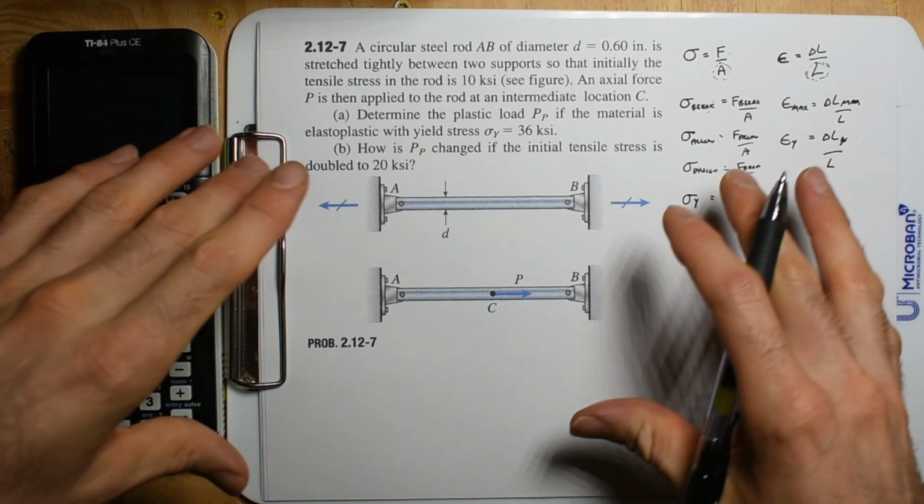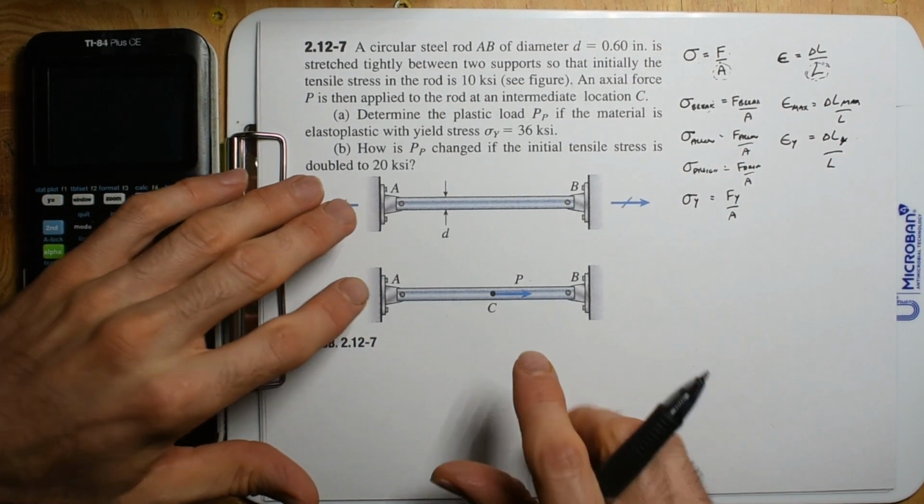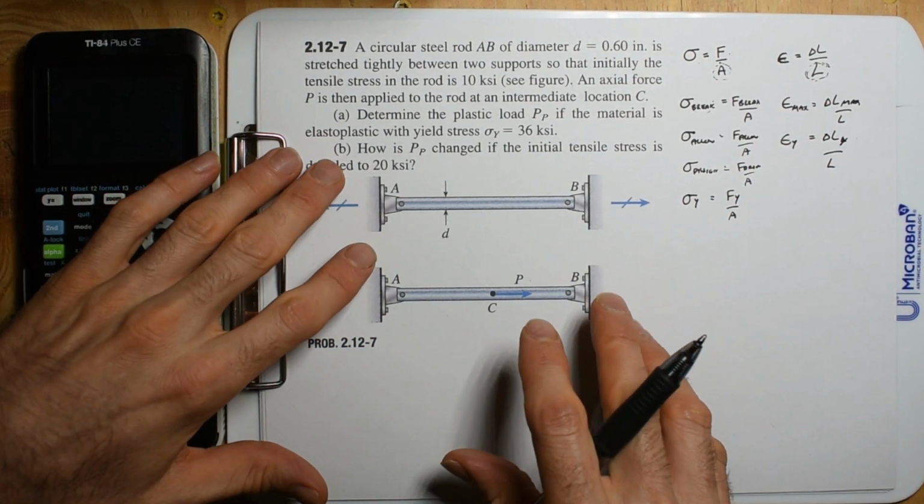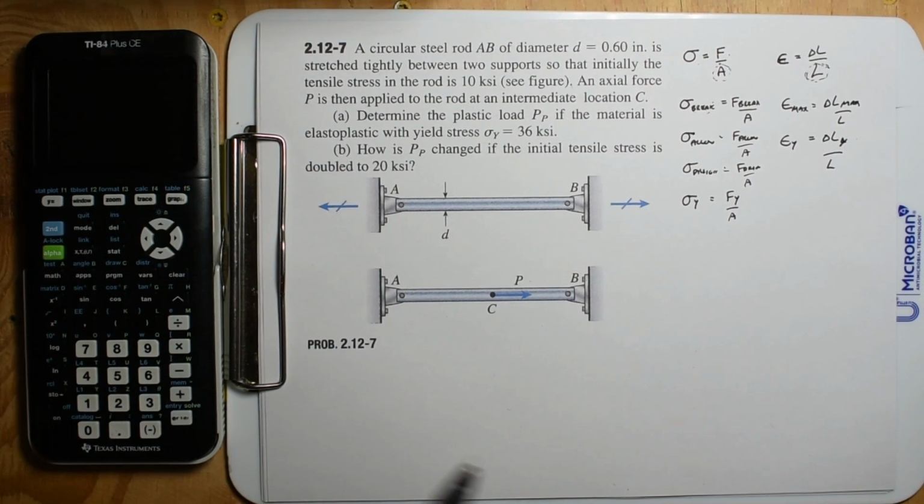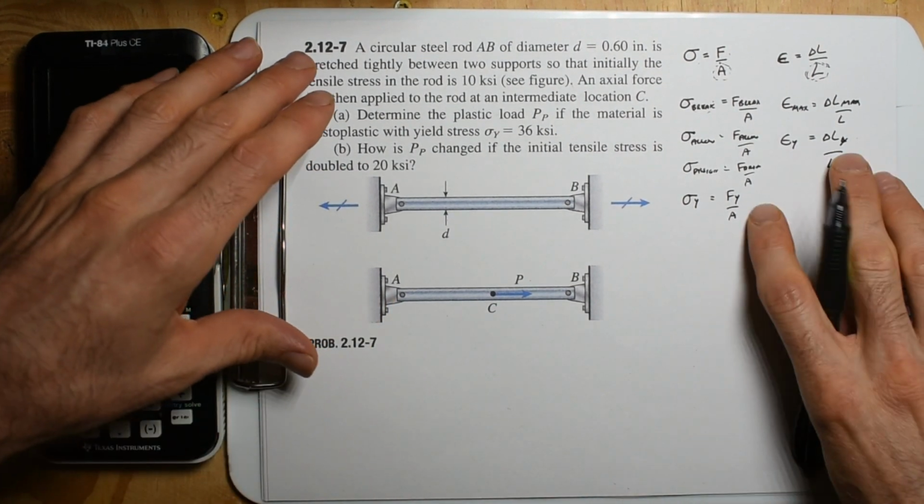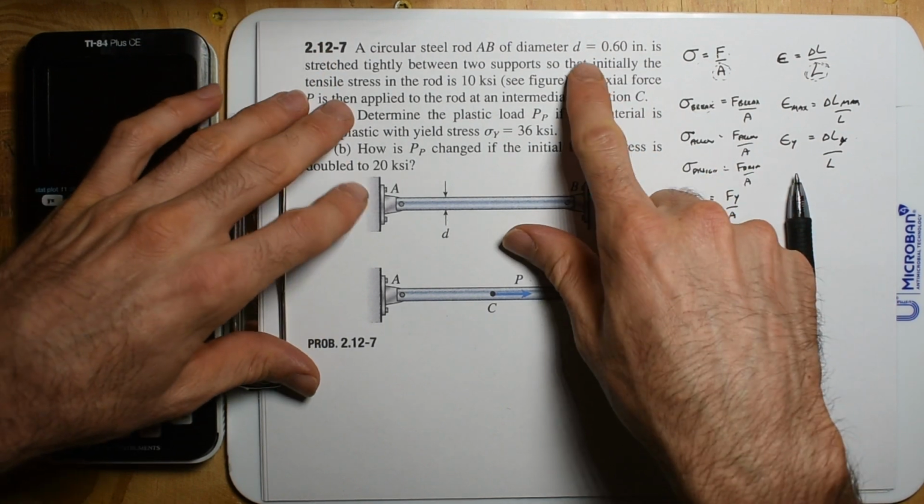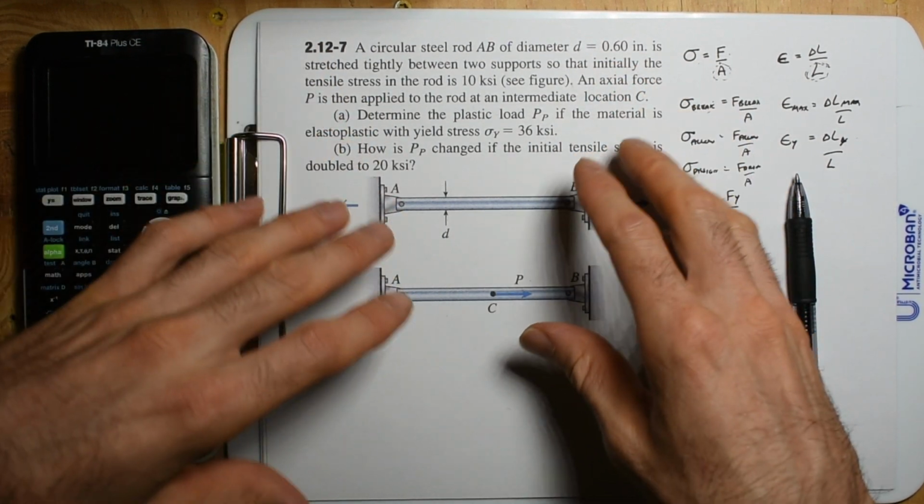So now we're going to move on to this problem. I always like to ask, how do you simplify things? How can you make this problem simpler? We might want to read the problem. So we have a diameter of a half inch, and that's what we're working with.